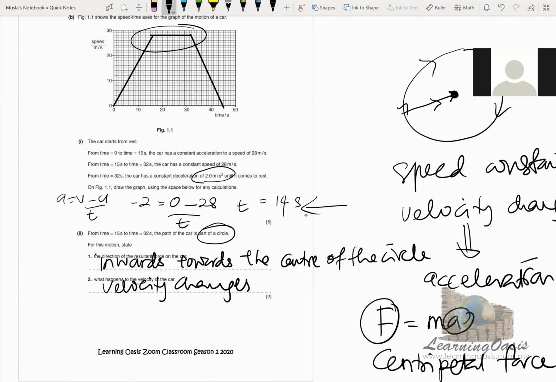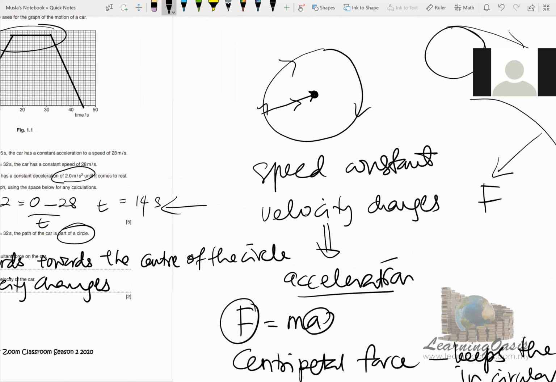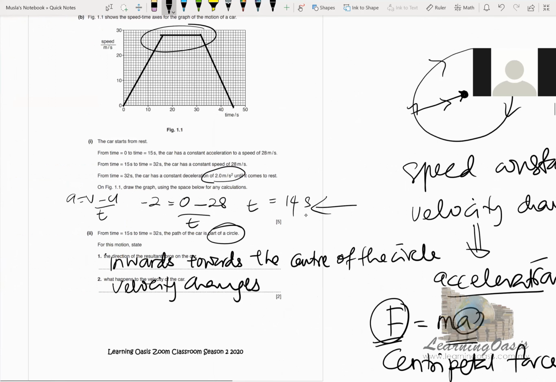Yes, velocity changes, right? Because what is change in velocity? Change in velocity is acceleration, right? And when there's an acceleration, there will be force. What do you call this force? Centripetal force. Why is there a change in velocity? Because it's moving in a circle. As it moves in a circle, the direction changes. As direction changes, velocity changes. Your velocity is speed in a direction.